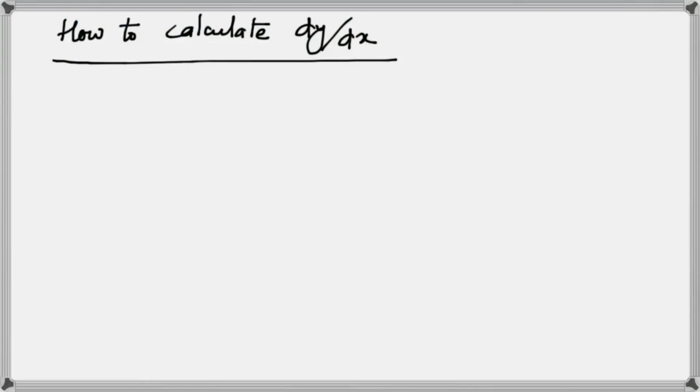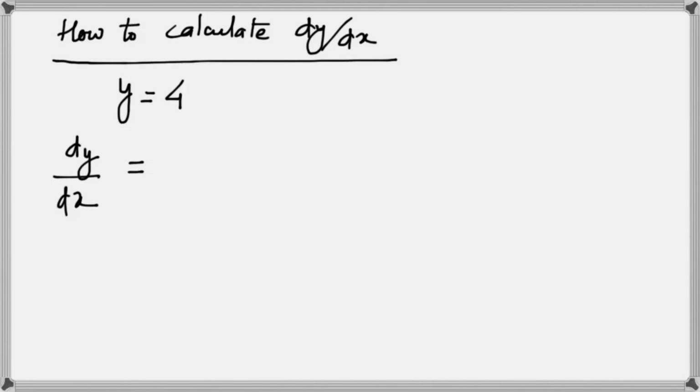Now that we know the meaning of dy by dx, let's see how we can calculate the value of this quantity. Since y and x are the variables here, let's start with the simplest one and start with y equal to some constant, say 4. And I want to calculate dy upon dx.